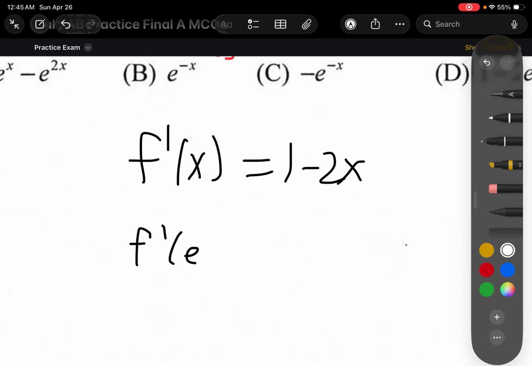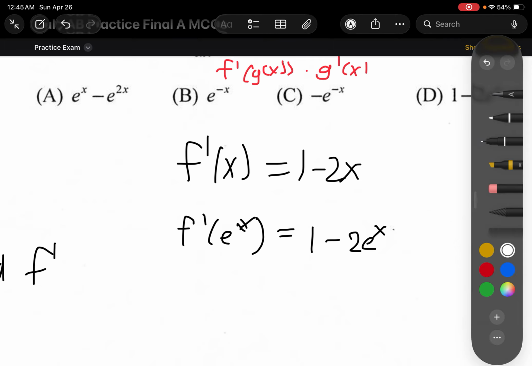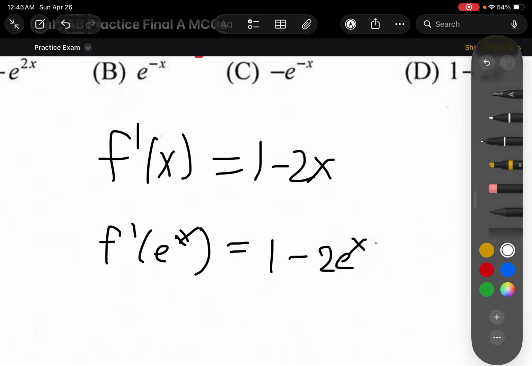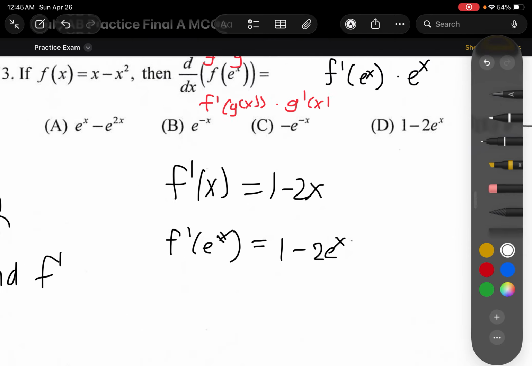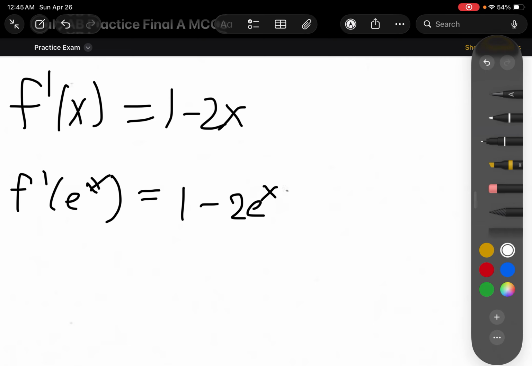F prime of e to the x, since there's no function at 1, that's going to be like that. And then we're going to subtract 2e to the x. We're going to replace x with e to the x. Basically what this derivative is going to say. And don't forget that we're going to multiply by e to the x.